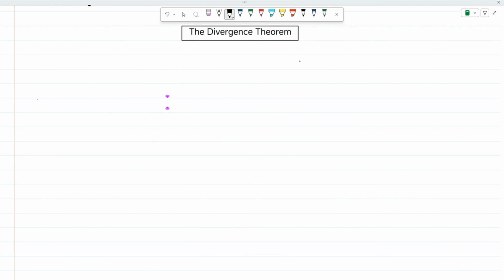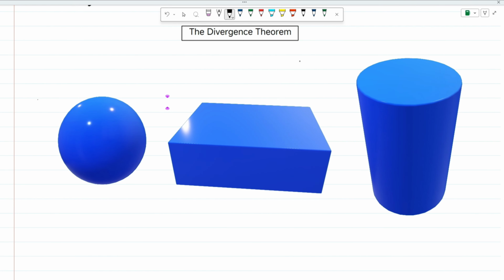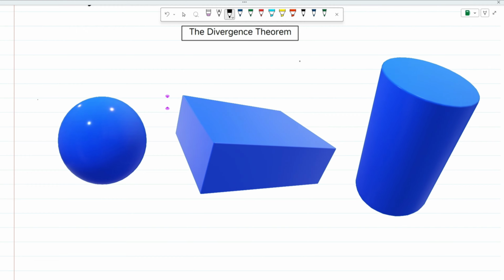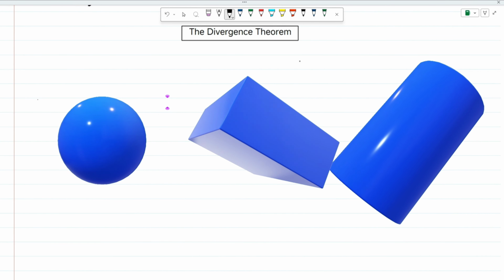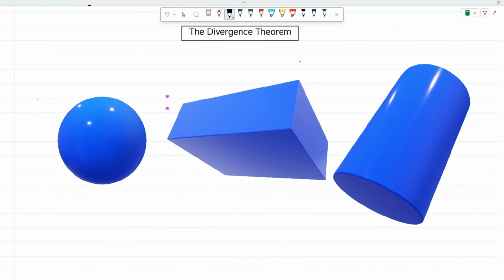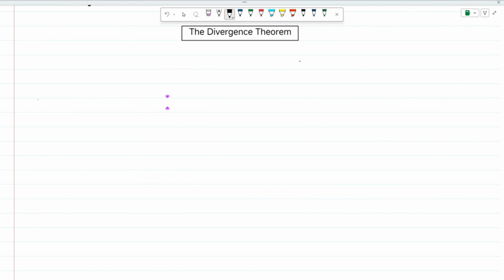For example, the surface of a solid sphere, the surface of a solid box, or the surface of a solid cylinder. Such surfaces are said to be closed. A closed surface may or may not be smooth, but most of the surfaces that arise in applications are piecewise smooth. That is, they consist of finitely many smooth surfaces joined together at the edges. We will limit our discussions to piecewise smooth surfaces that can be assigned an inward orientation or an outward orientation.